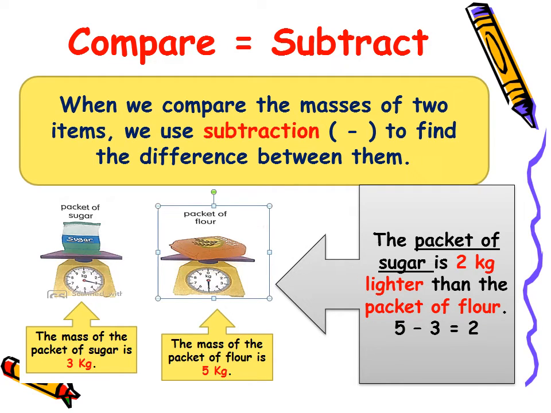So, the packet of sugar weighs 3 kg. And the packet of flour weighs 5 kg. 5 minus 3 equals 2. So the packet of flour is 2 kg heavier than the packet of sugar. And the packet of sugar is 2 kg lighter than the packet of flour.